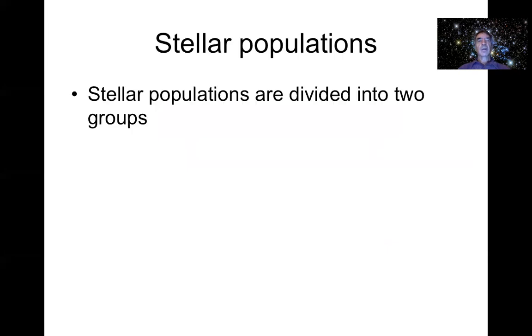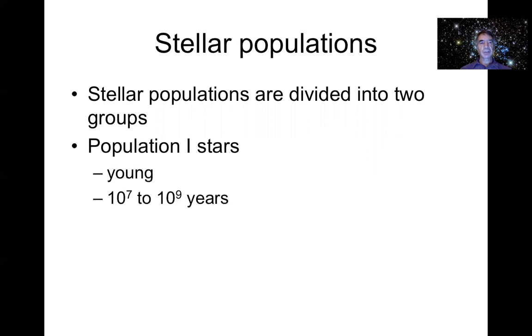So again, this is a sort of broad brush division of stars into two groups. So I'm going to describe the properties of population 1 stars first. So basically we have population 1 and population 2. You see this terminology in astronomy a lot. Okay, so what are the characteristics of population 1 stars?